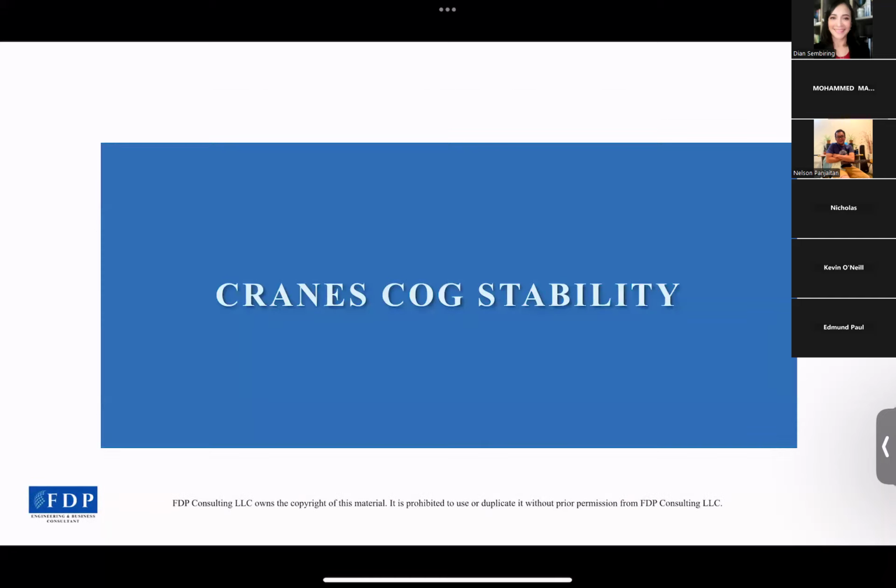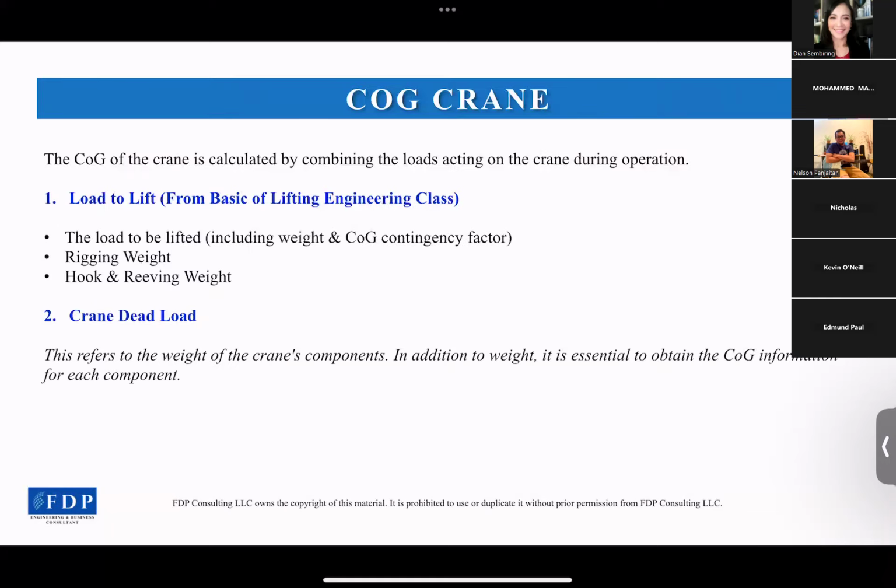Now we go to the crane COG stability. As I have mentioned before, crane COG is calculated by combining the crane's components and the load itself during operation. So for the crane's load, we will use the load to lift, which has been explained yesterday. So load to lift consists of the gross weight, rigging weight, and hook and reeving weight. Sometimes we also include the dynamic factor in the calculation, so it will give us more contingency.